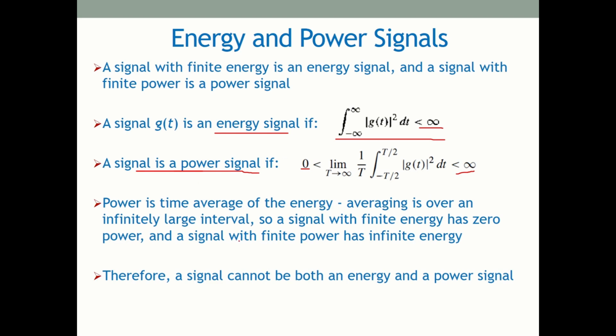Right. So an important point is that power is the time average of energy. The averaging is over an infinitely large interval. If you see, this is a very large interval. So if a signal has finite energy, and it is divided by such a large value of time, then the power in that case would be 0. That means an energy signal cannot have any meaningful power. So a signal will either have energy or it will have power. That's an important point. It cannot be both an energy and a power signal.